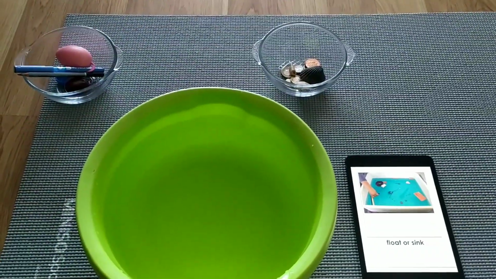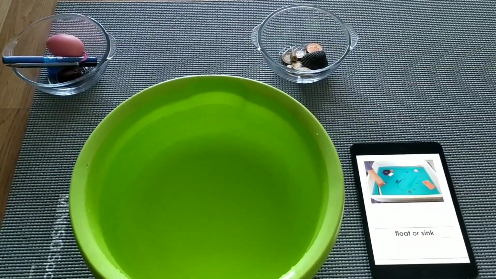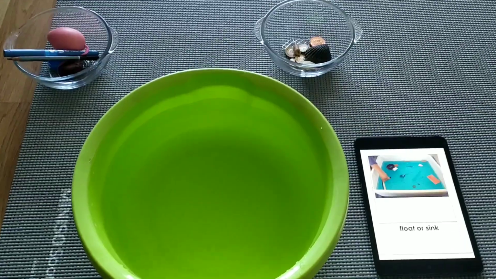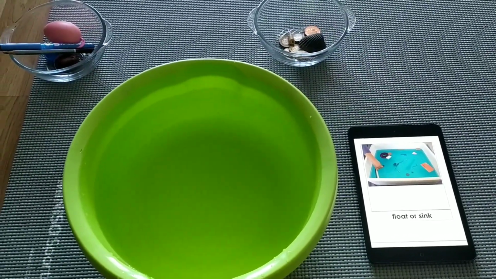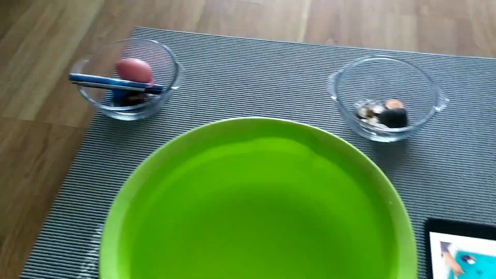So now we have the float and sink results. So what can you do at home? What can you find at home and see whether it floats or it sinks?